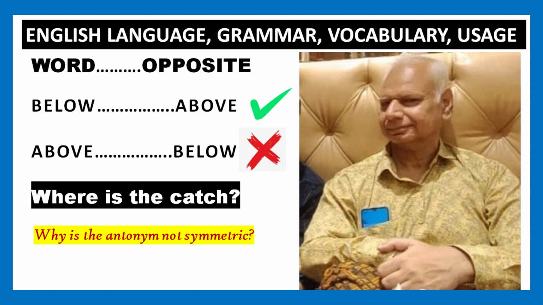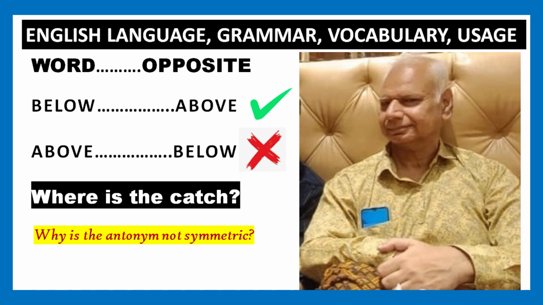It is strange that while above is the opposite of below, below may not always be the opposite of above. Below opposite above is always correct, but above opposite below may not be correct in all cases. Where is the catch? Below opposite above is 100% right. Above opposite below may not be 100% right.